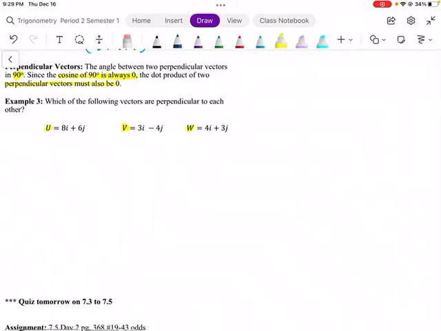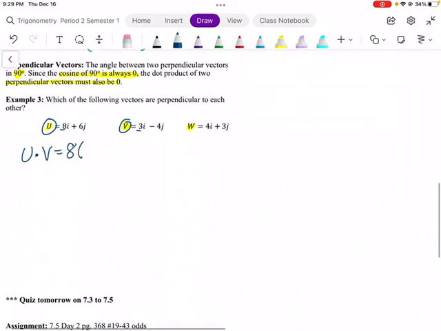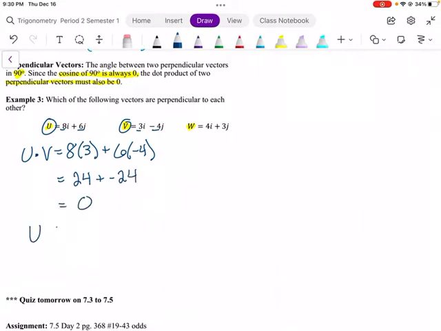So I'm just going to start with vector u and v and find the dot product of that. So remember, we take the coefficients of i and multiply those. 8 times 3 plus the coefficients of j being multiplied. 6 times negative 4. And you'll notice when we multiply these, we're going to get 24 plus negative 24, which equals 0. So this tells us vector u is perpendicular to vector v, because the dot product equaled 0.